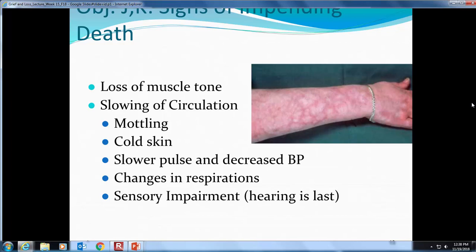Respirations become shallow and may be labored or irregular, or may rattle, and this is a fluid buildup in the airways that the patient's not able to cough out. Urine output decreases or stops, as does stool output. Patients lose their appetite. Now, families can be reassured that their loved one is not hungry, and feeding them might cause discomfort because their bowels are slowing down as well.